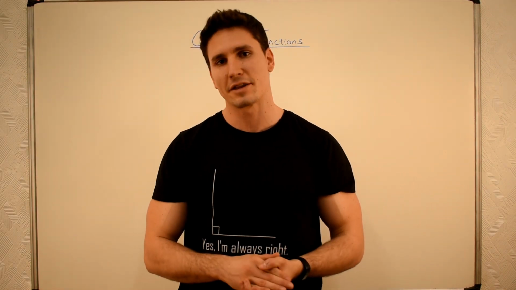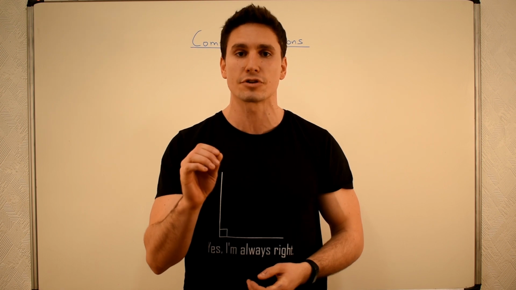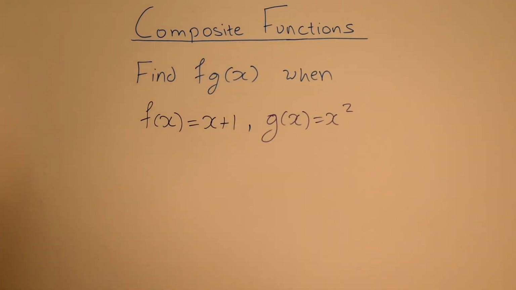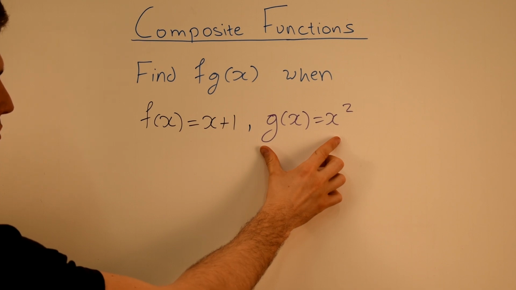Welcome to Philotimaths. In this video we're going to see how to solve problems using composite functions. Let's have a look at an example. In this example we have been asked to find f(g) of x when f of x is equal to x plus 1 and g of x is equal to x squared.